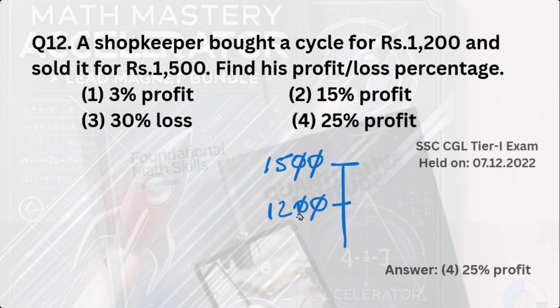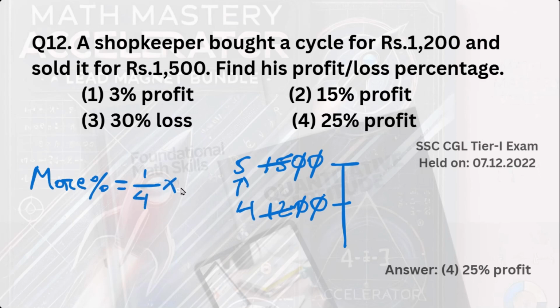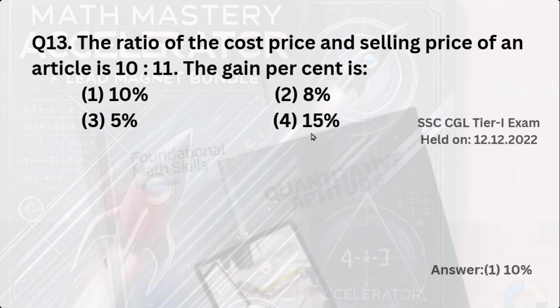Cancel it. 3 fours are 12. 3 fives are 15. More percent. 5 minus 4, 1, divided by the smaller number, 4, into 100. 4 into 25 is 100. 25% profit. Next question. Question number 13.